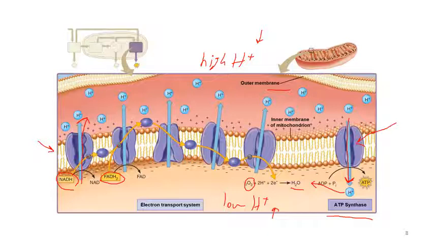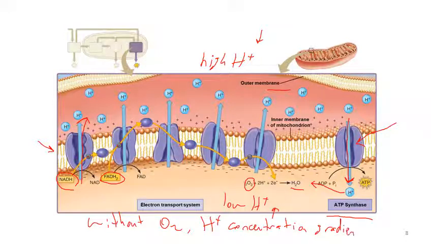Okay, so without oxygen, the hydrogen concentration gradient would not be established. And so without that gradient of high to low, if there wasn't a high to low difference, then the ATP synthase wouldn't do anything. And so that's what happens if oxygen levels get low, then this just doesn't run anymore.